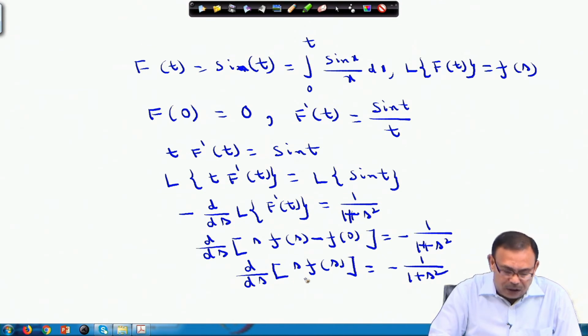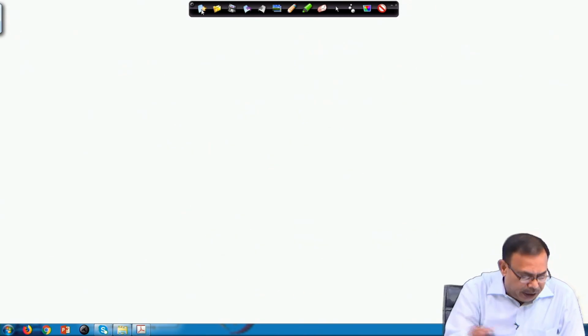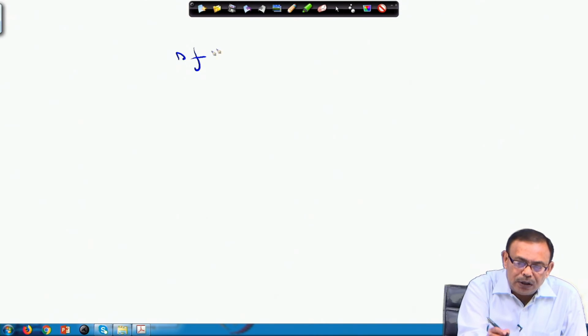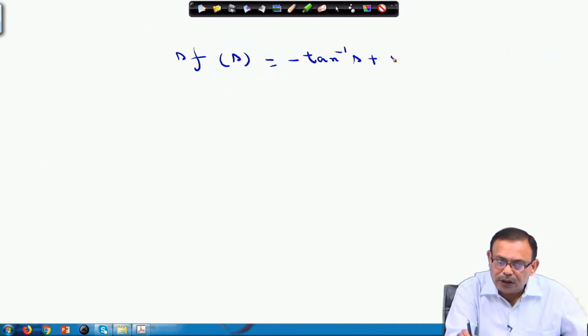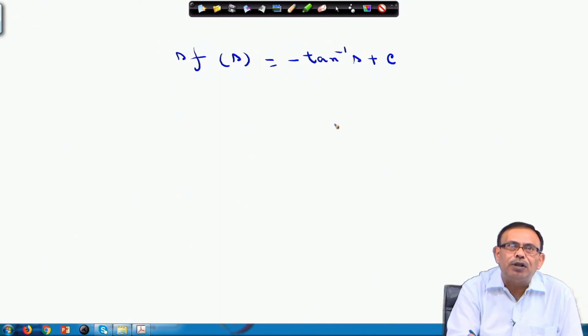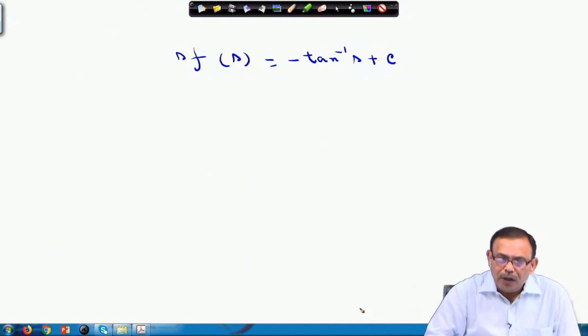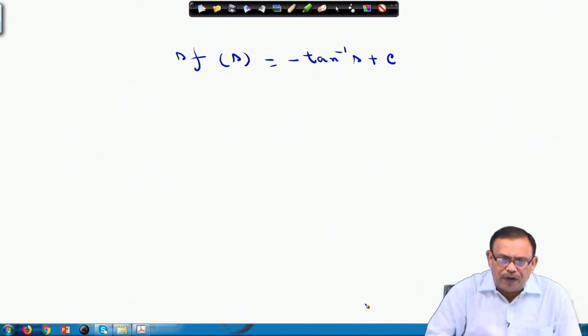Now, if I integrate on both sides, the next step is s F(s) equals minus tan inverse s plus c. This is integrating both sides of the earlier equation. Now, you have to find out the value of c. Here comes the role of the initial value theorem.